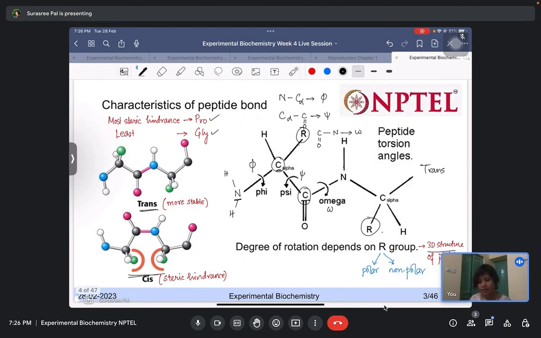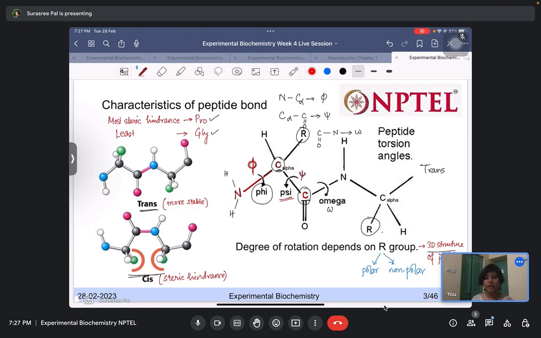The phi angle is between N and C alpha. Between N and C alpha, the angle which is present is called the phi angle. That means the bond between the N and C alpha, this particular bond, right? This can rotate by an angle which is denoted as phi. And the bond between C alpha and C double bond O, which is the C alpha and the carbon of the carboxyl group, that is called the psi angle.